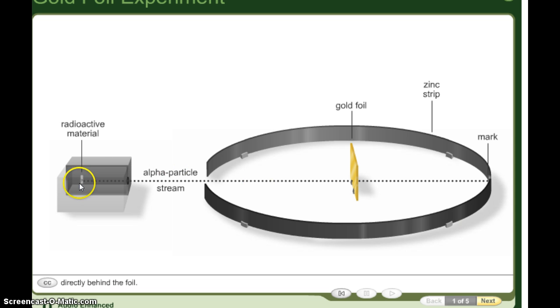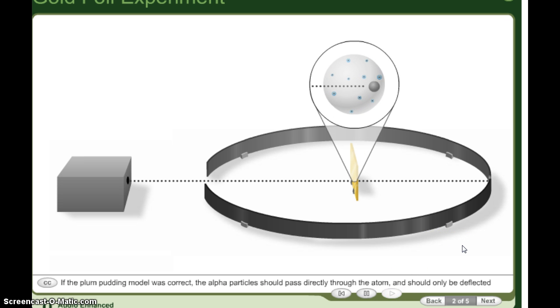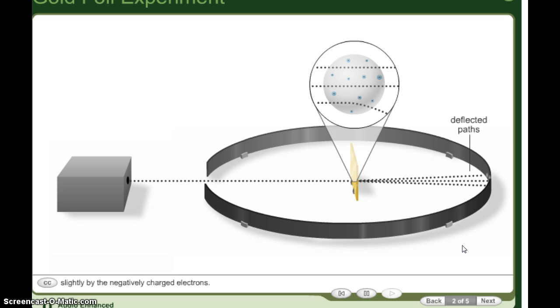All right, so he had this radioactive material, and the radioactive material is automatically shooting off these alpha particles. He had it inside this lead box so that the alpha particles could only escape through that little hole. So that's how he controlled it. Hit a piece of gold, should have made a mark right there. Model was correct. The alpha particles should pass directly through the atom and should only be deflected slightly when they get near the electrons. So you would have had these types of results.